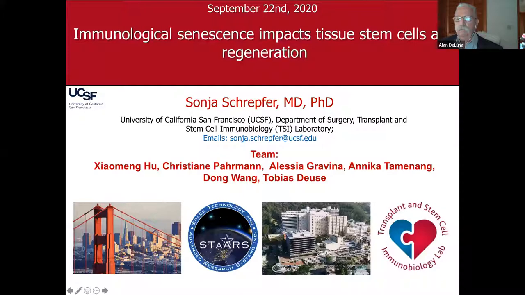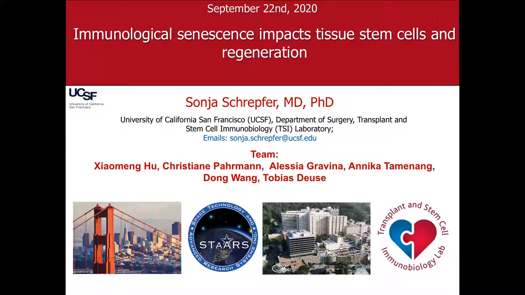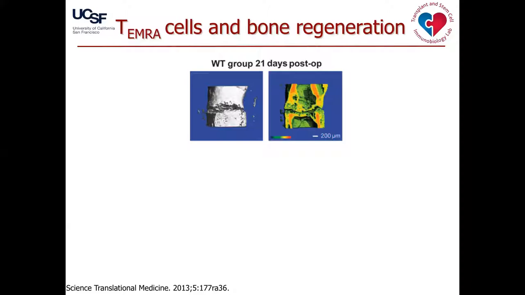We investigated the effect of microgravity on immunological senescence and how that impacts tissue stem cells and regeneration. As background, M-TEMRA cells are effector memory Ra-positive T cells, which show an exhausted and senescent phenotype. And they are involved in tissue regeneration, like, for example, bone regeneration.